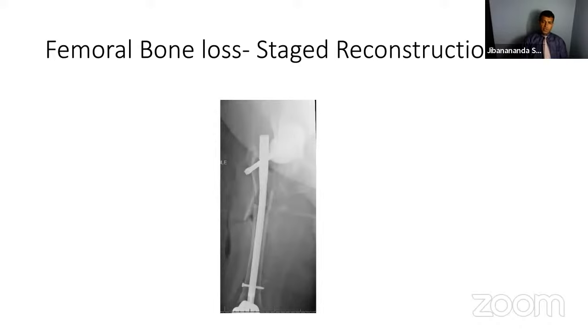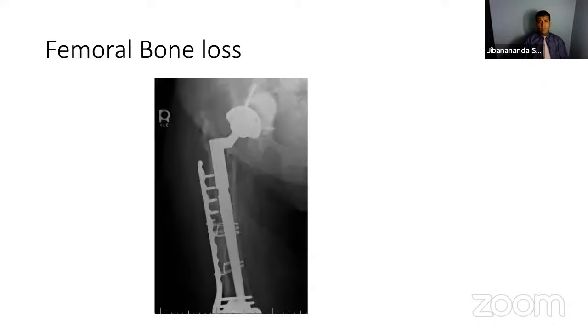Her aspiration synovial cell count was over 30,000, so we suspected infection. So we did a two-stage, even though our cultures were negative. We tried to put in a nail and a construct like this to temporarily use as a spacer. This actually worked really well.